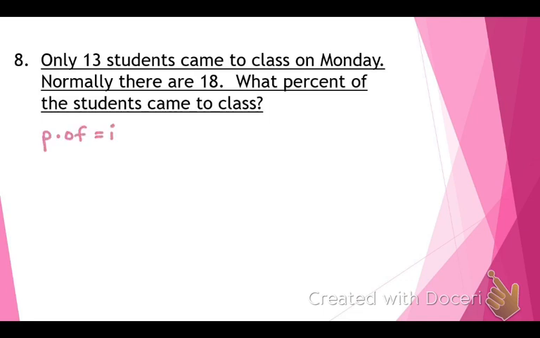P times of equals is. What is the proportion that I would use for this? Okay, is over of equals P over 100. In our notes, I taught you what the is and the of are. Which one is the part, the is or the of? The is, that's the part of the fraction. So what's the of? The 13? Yeah, that's the whole.